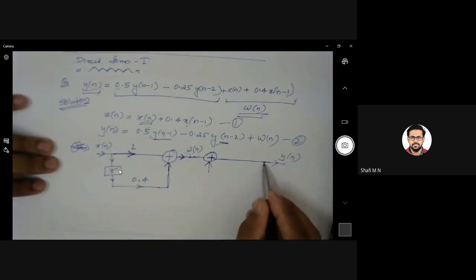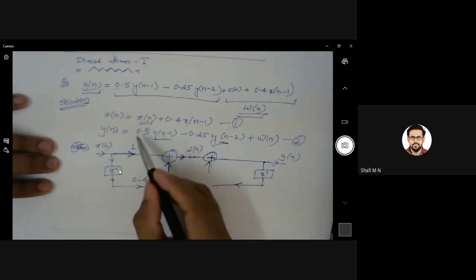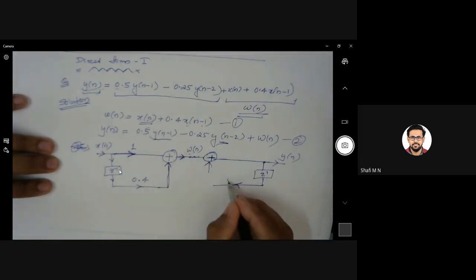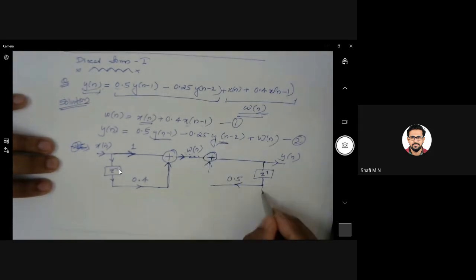This is y of n. Delay it by 1 unit so that you will get y of n minus 1. Multiply it with 0.5, so that you will get 0.5 into y of n minus 1. Then what you want is y of n minus 2. So you have to delay again, by 1 more unit. This is y of n minus 1; when it is delayed by 1 more unit, you will get y of n minus 2. Why do we multiply it again? There is a minus 0.25, so we multiply by minus 0.25.